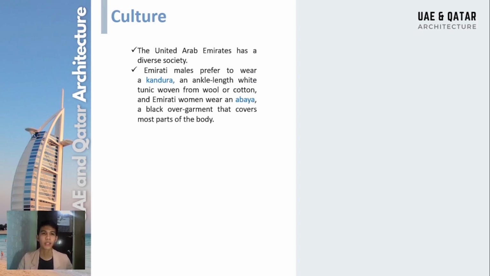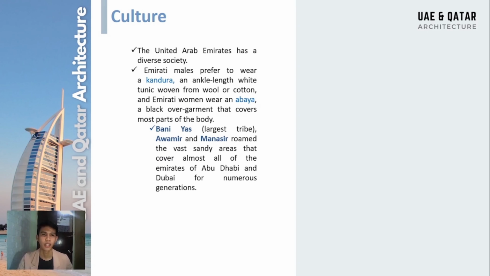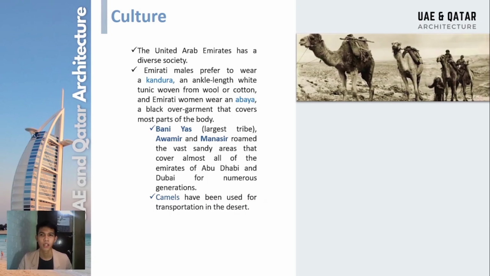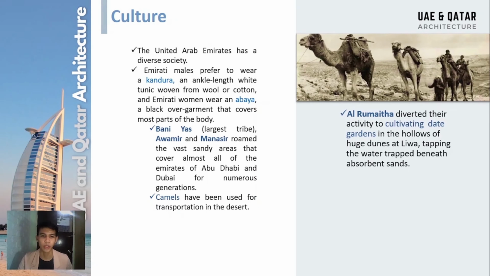The United Arab Emirates has a diverse society. Emirati males prefer to wear a kandura, an ankle-length white tunic woven from wool or cotton. An Emirati woman wears an abaya, a black overgarment that covers most parts of the body. Bani Yas, the largest tribe, Awamir and Manasir, roamed the vast sandy areas that almost cover all of the Emirates of Abu Dhabi and Dubai for numerous generations. Camels have been used for transportation in the desert.